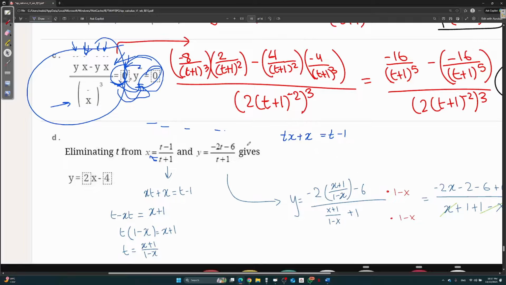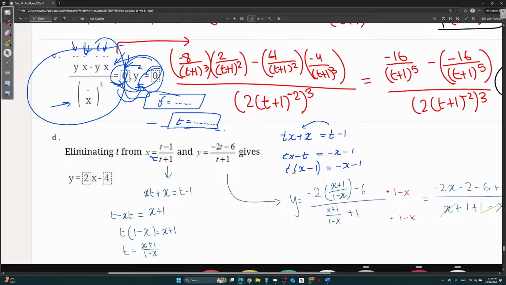My fault. Since we're trying to find t is equal to something, basically you're trying to find an expression for t. The same way for y prime, when you want to find y prime equals something, you move all the y primes together and all the non-y primes to the other side. Same thing here for t. You move all the t's together, so it becomes tx minus t, and all the non-t's to the other side. So negative x minus 1. Take t out, you get t times x minus 1 equals negative x minus 1. So now you know that t is equal to negative x minus 1 over x minus 1.